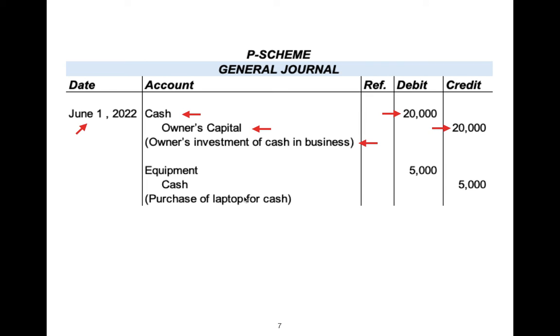The column Ref, which stands for reference, is left blank when the journal entry is made. It will be used later when the journal entries are transferred to the ledger accounts.